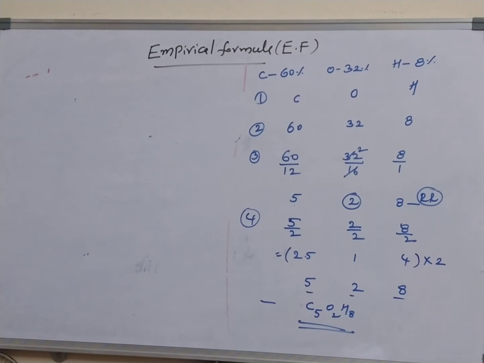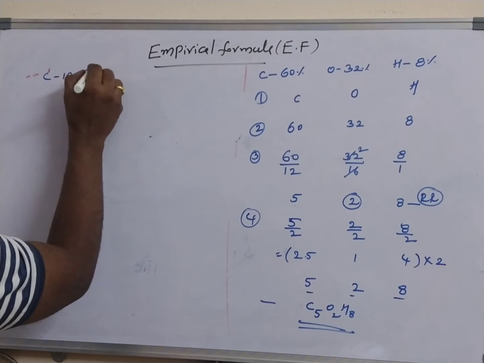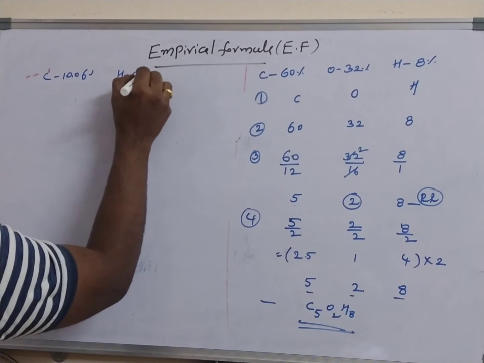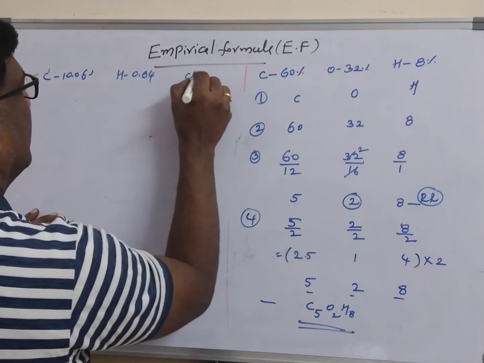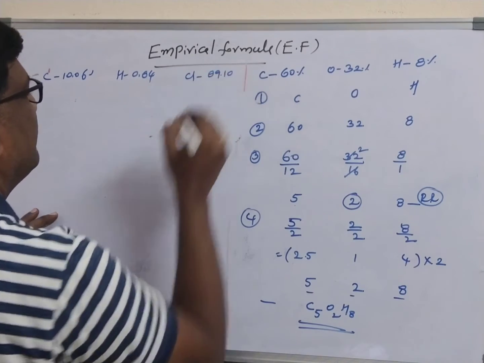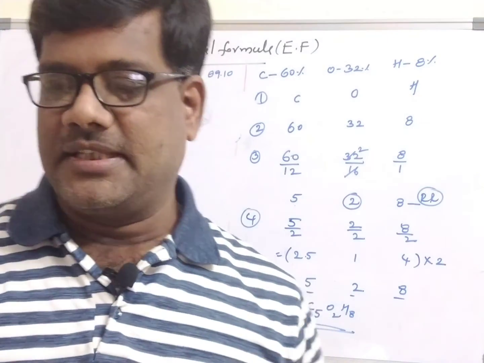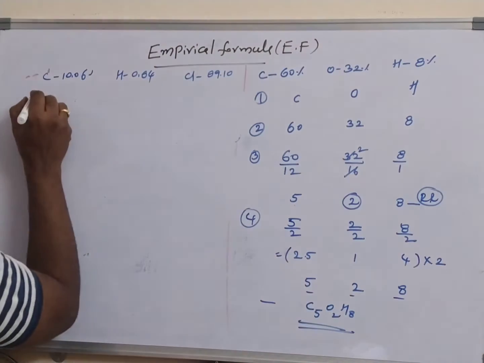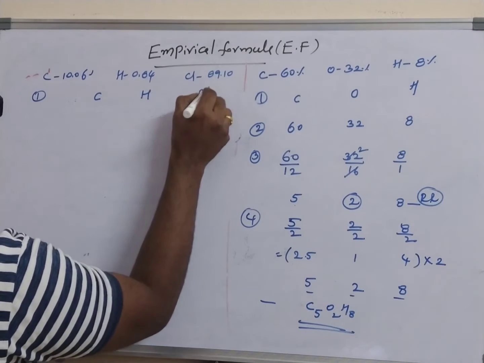It is given in the book: carbon 10.06%, hydrogen 0.84%, and chlorine 89.10%. Calculate the empirical formula. Again it will be the same phenomena. First you have to select what elements are present in the given compound: carbon, hydrogen and chlorine.